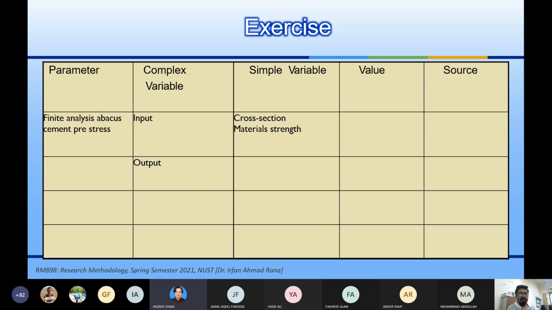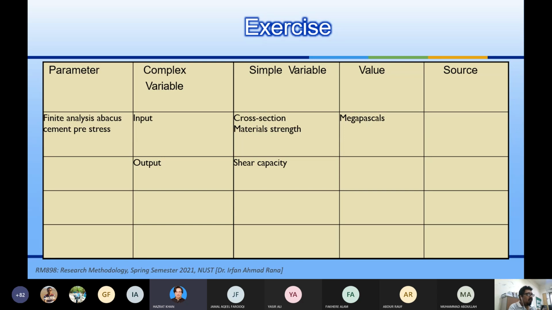Outputs. Give me an example. What sort of output variables do you need? Output variables are flexure capacity and shear capacity. Okay, let's talk about shear capacity. I'm not familiar with your terminology much. Material strength, how will it be measured? What will be the units? Sir, yield strength, in megapascals or KSI. Yes.